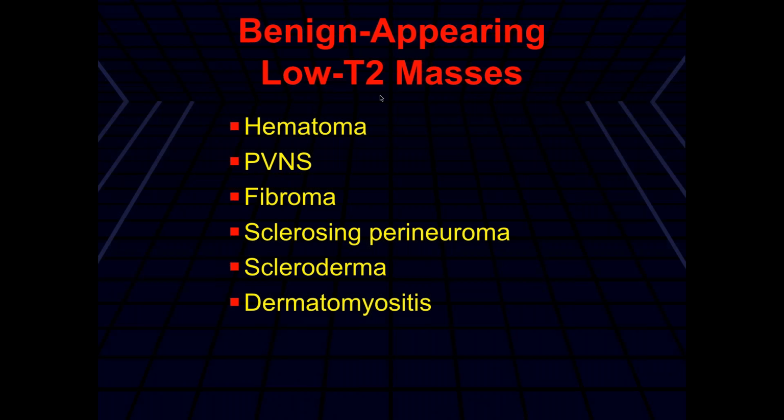So here's just kind of a list then to go over. If you see low signal intensity masses in the periphery, think of hematoma, PVNS, fibromas, sclerosing perineuroma, scleroderma, and dermatomyositis, because that's kind of the list of things to look at in that category. These are all the non-calcified, low signal intensity masses.